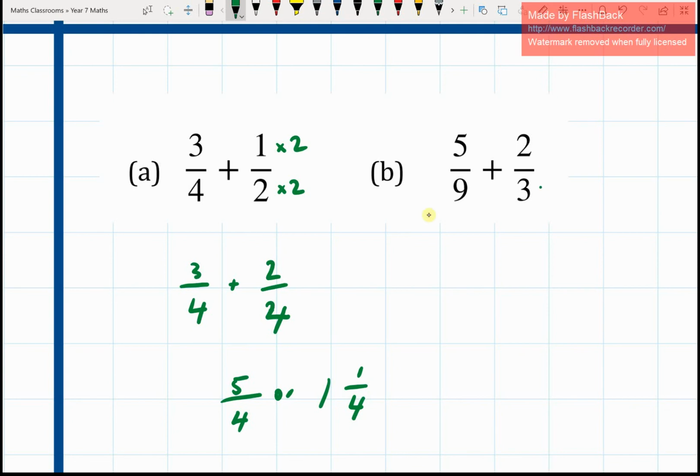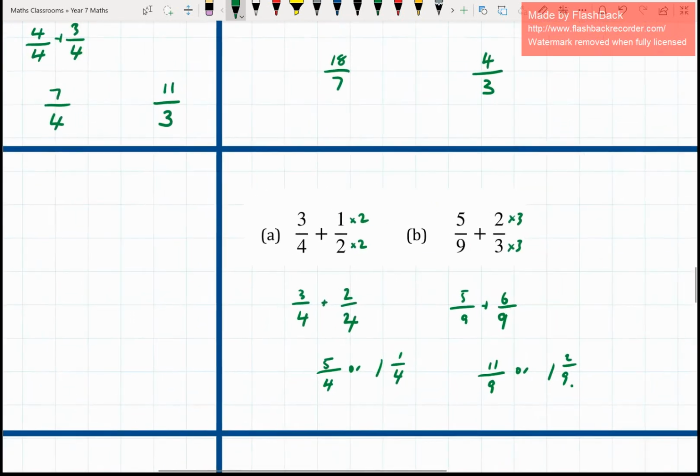On this one, I could have easily turned this side into 9 by timesing this side of this fraction by 3. So that's going to give me 5/9 plus 6/9. And if I add them together, I get 11/9, or I could convert that into 1 and 2/9.